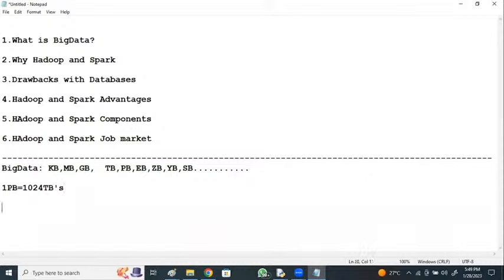Talk about the banking sector. If you take any bank like SBI or HDFC, within a city we see hundreds of branches, within the entire state thousands of branches, and within the entire country lakhs of branches for SBI. Within each branch we have millions of customers, each making multiple transactions per hour, per day, per week, per month, per year. Each and every transaction needs to be stored.